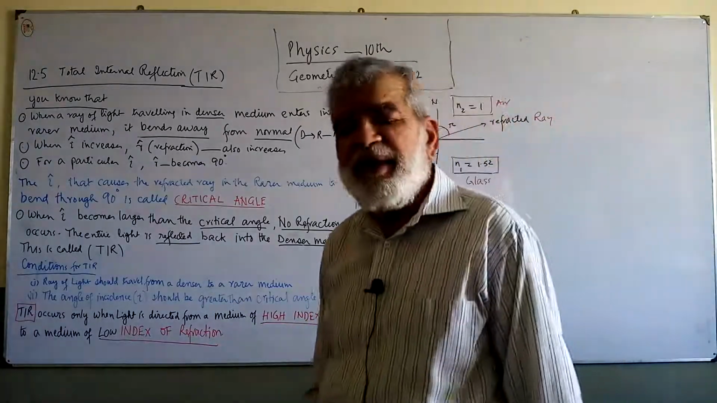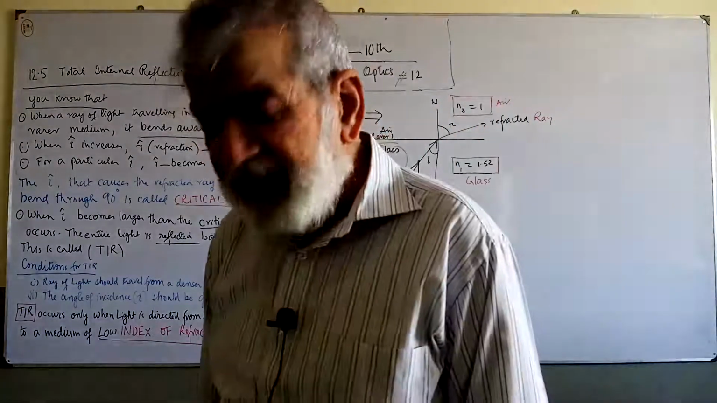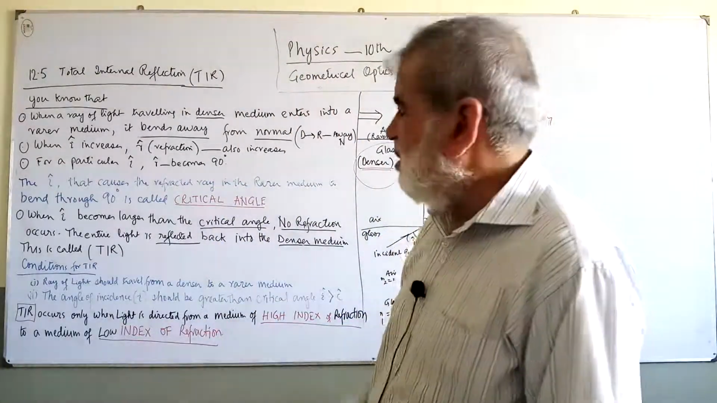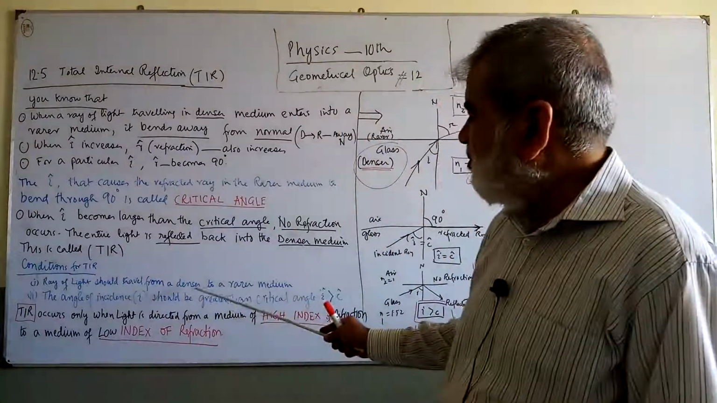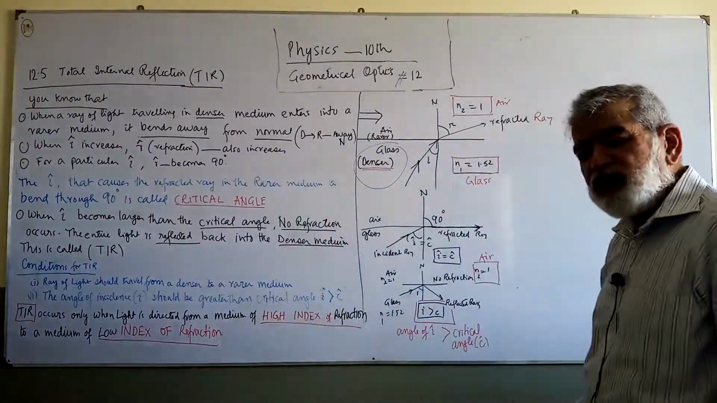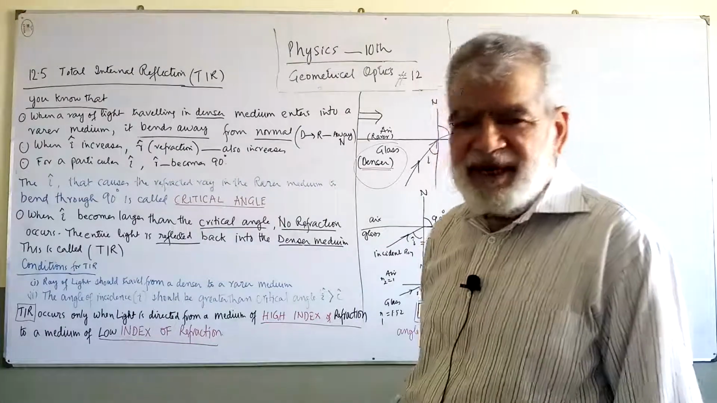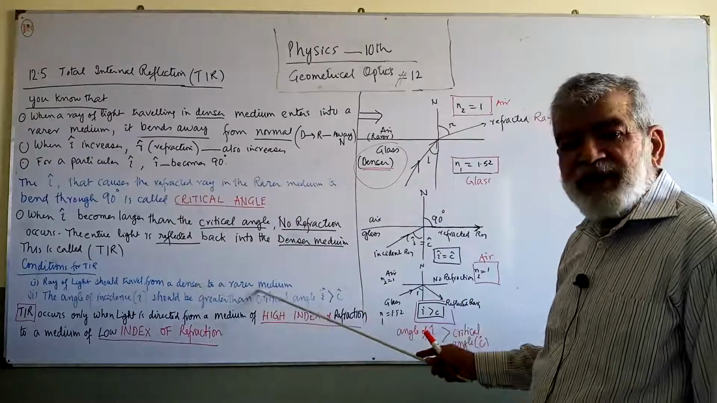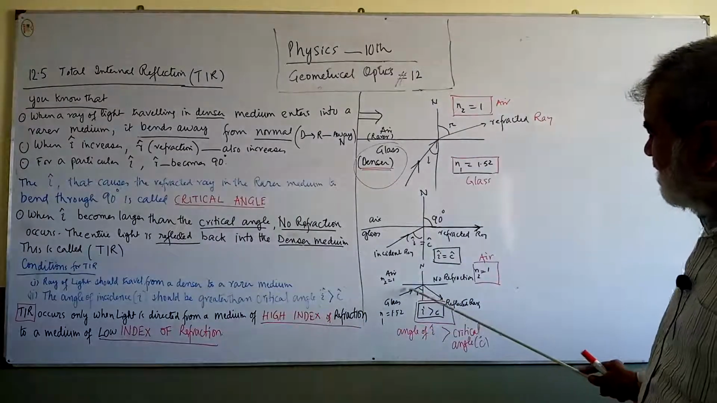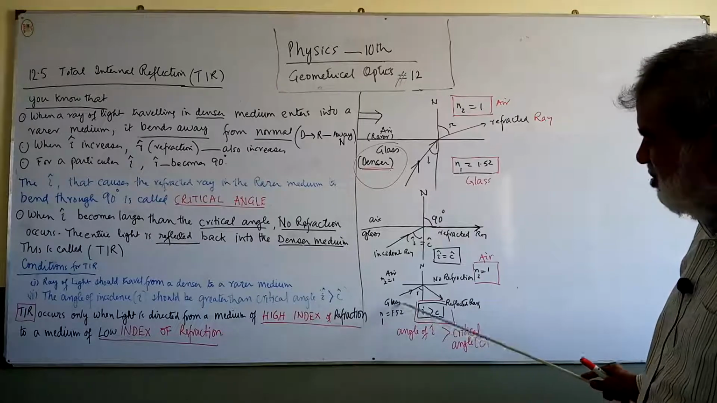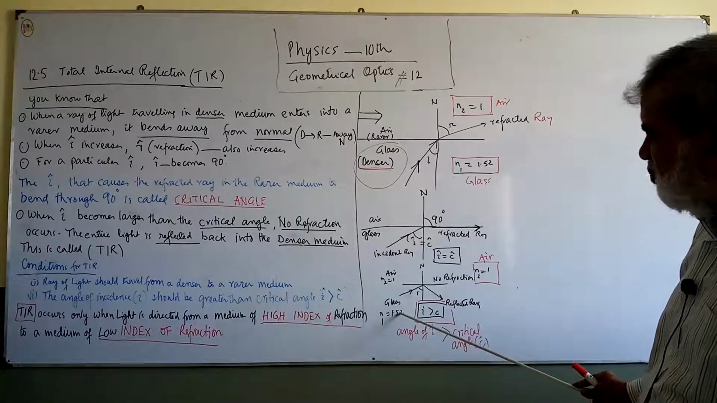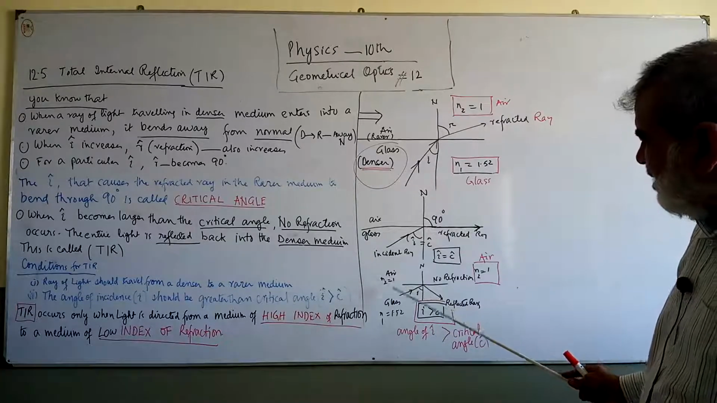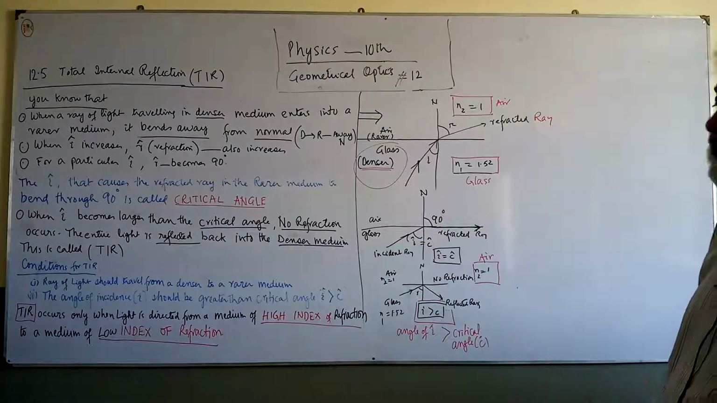Now what are the conditions for which total internal reflection occurs? You must remember, number one, the ray of light should travel from a denser to a rarer medium. That means this is the denser medium, glass, whose refractive index is 1.52. It goes into air, whose refractive index is 1. Then the phenomenon of total internal reflection happens there.